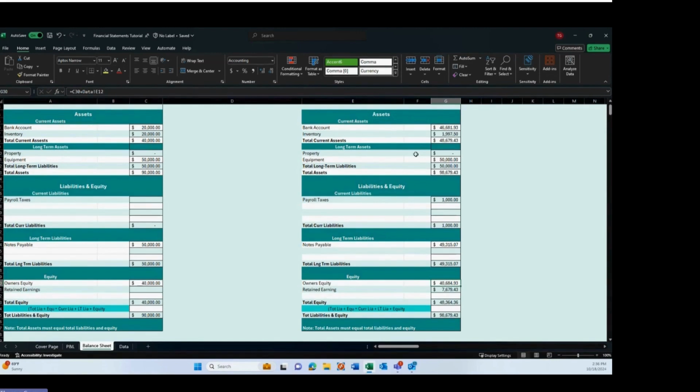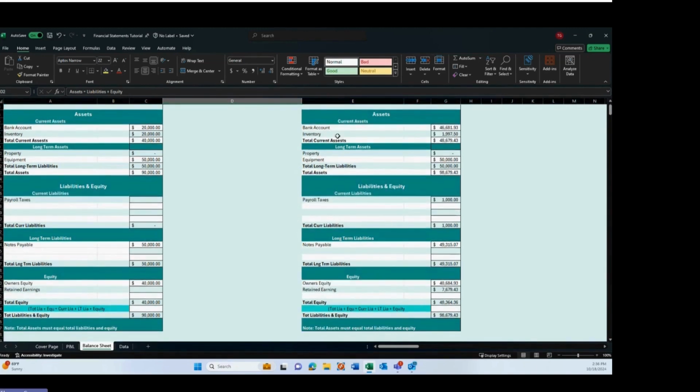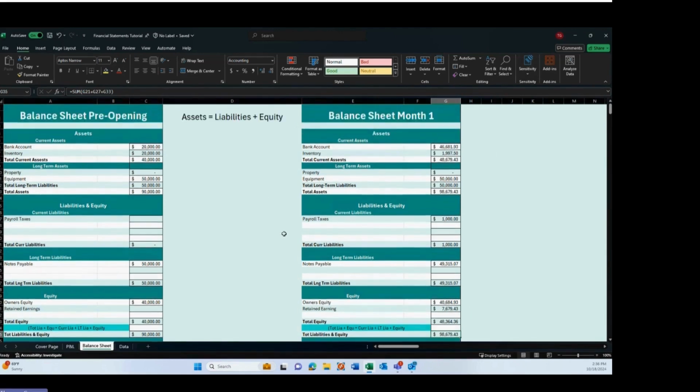So then we can see that our balance sheet balances out. And that is the one and only rule that we have on a balance sheet. Assets equals liabilities plus equity. So when we look at our total current assets, we've got $98,679.43. For our total liabilities and equity, we have $98,679.43. So our balance sheet balances, our work is complete.